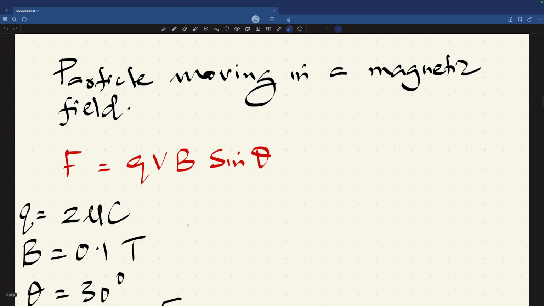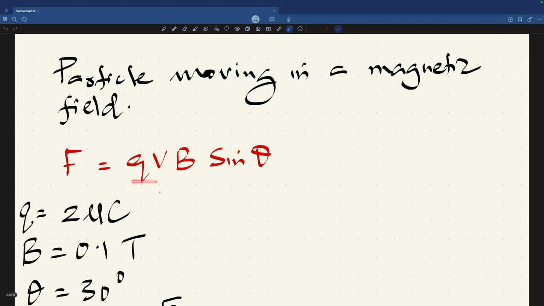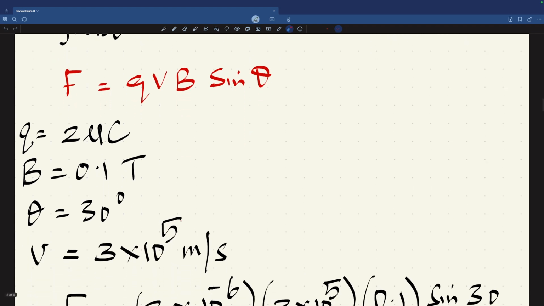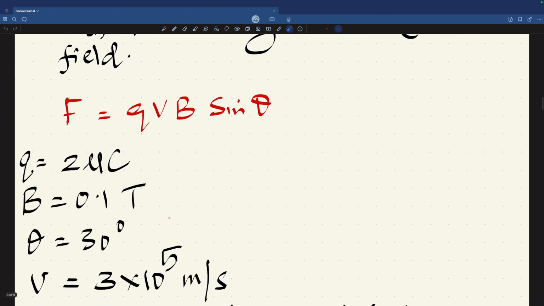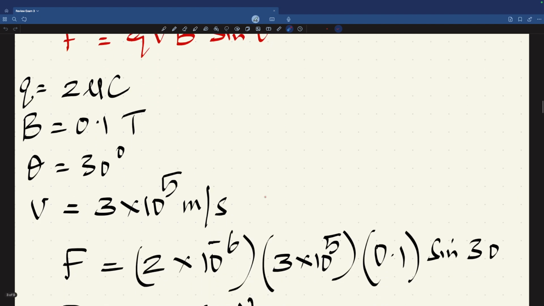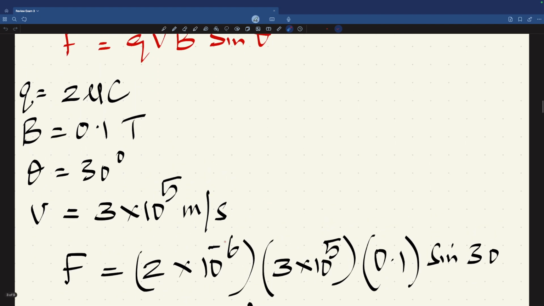You got to be careful because usually charge being small is given in microcoulombs. Okay, so you got to change that into coulombs. 1 micro is 10 to the negative 6. Everything else is okay. They're just given. You got to plug it into this. That's it, which I've done here. But you can see that the 2 micro is written as 2 times 10 to the negative 6. Again, because we need to change the micro into coulombs.